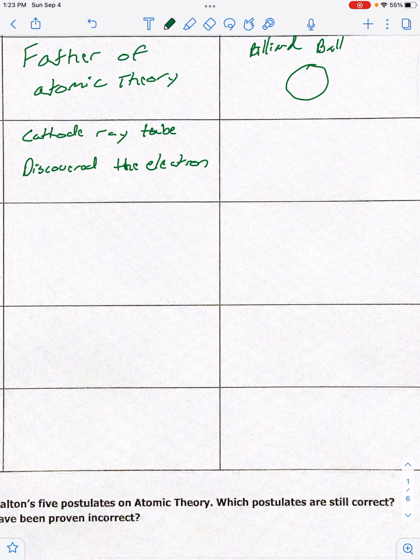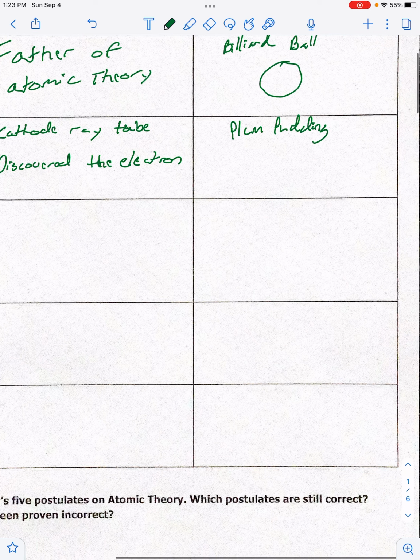His model was called the plum pudding model, or the chocolate chip cookie, or the blueberry muffin, whatever you want to call it. It was almost like Dalton's, where it was a sphere, but it had these little negative specks, negative electrons, all throughout it. The entire atom itself he thought was positive, and you just had these little negative electrons speckled throughout it, like the chocolate chips in the cookie. So the cookie was positive, the chocolate chips were negative.